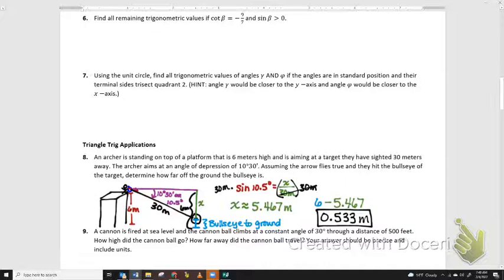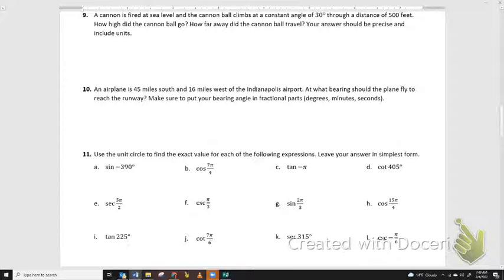Did you guys want to go over any of the other application problems? All of them. Also number 7. Well, let's do 9 and 10 and then we'll go back and do 7.